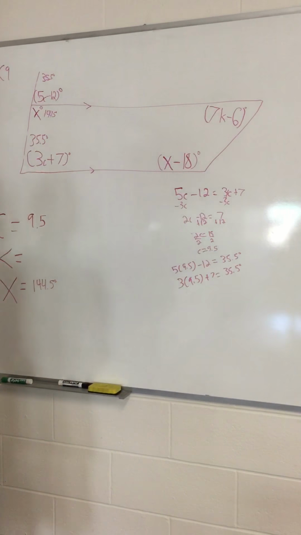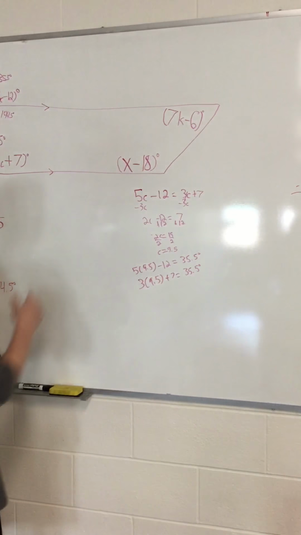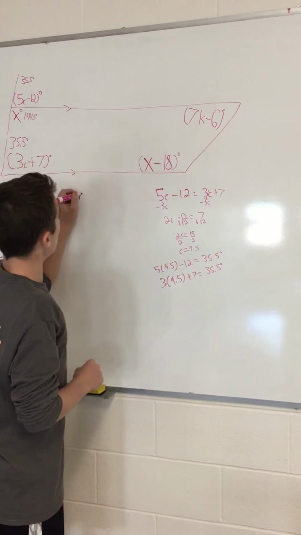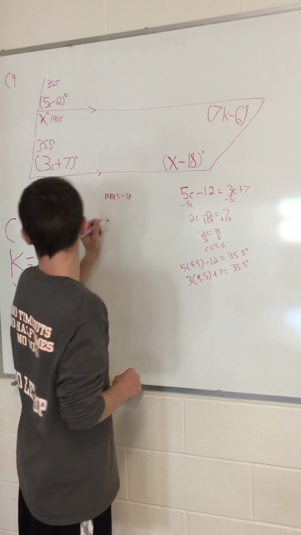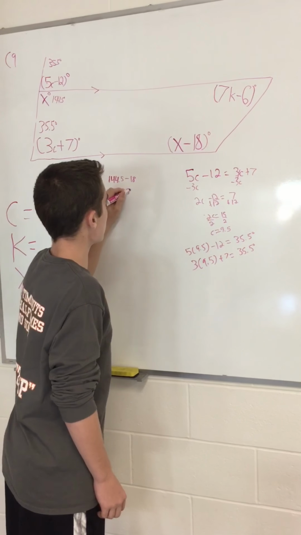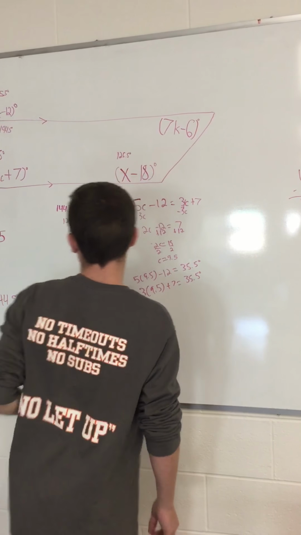Alright, so now you have one side of the board complete, and now we can work over here because x minus 18 degrees is the next equation. So I'll do it over here, 144.5 minus 18. That will give us 126.5 degrees. So now we can mark it over here, that this is 126.5 degrees.